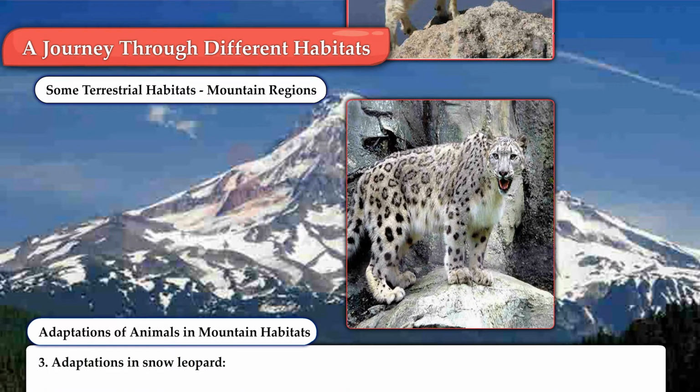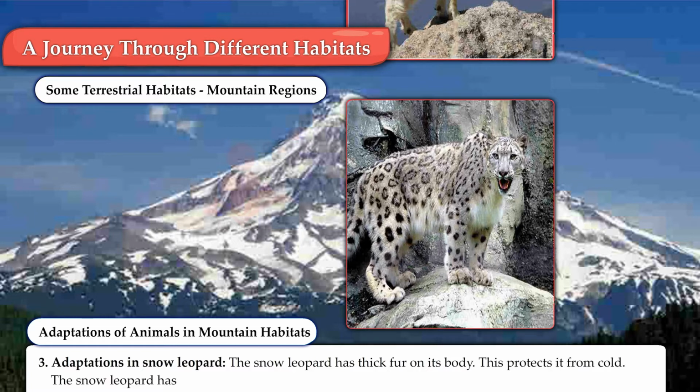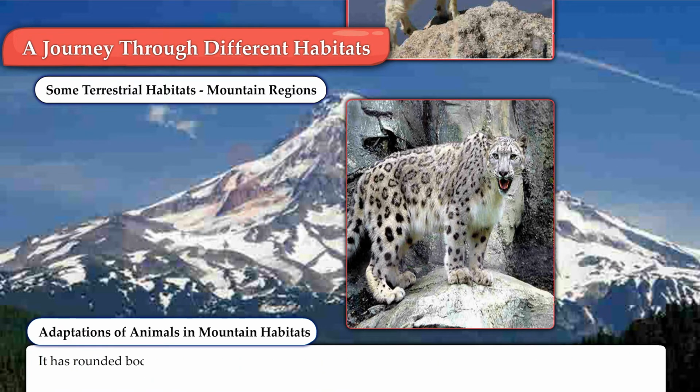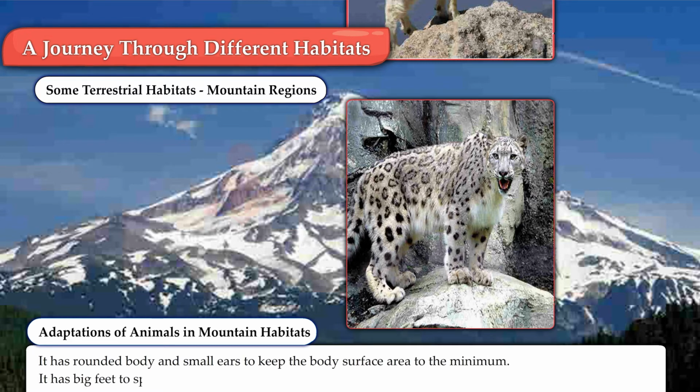Adaptations in snow leopard. The snow leopard has thick fur on its body. The snow leopard has a thick layer of fat beneath the skin. It has a rounded body and small ears to keep the body surface area to the minimum. It has big feet to spread weight on snow.